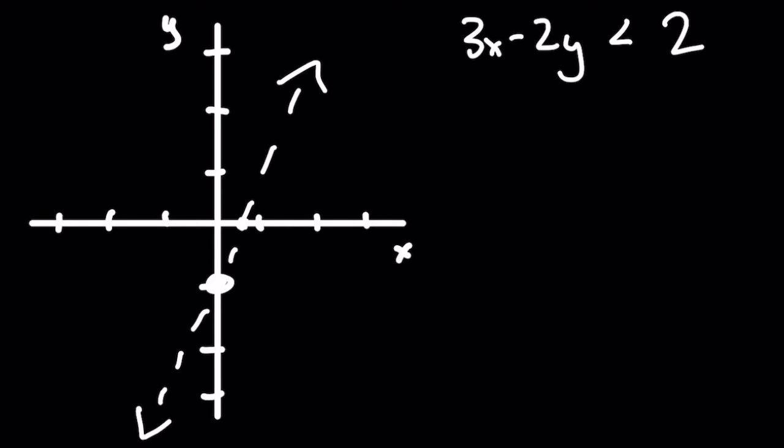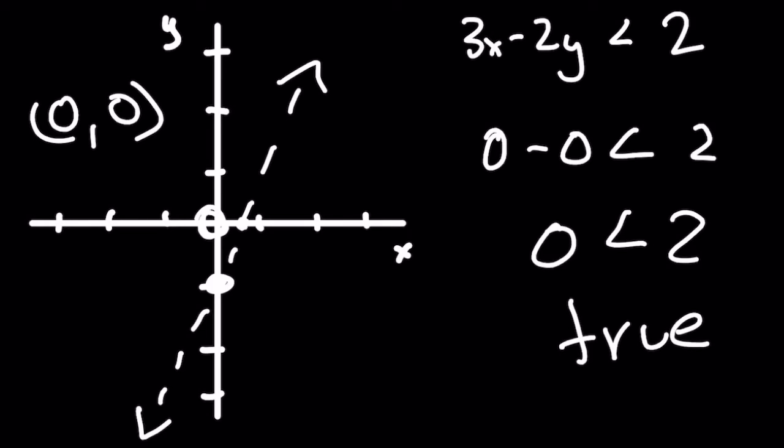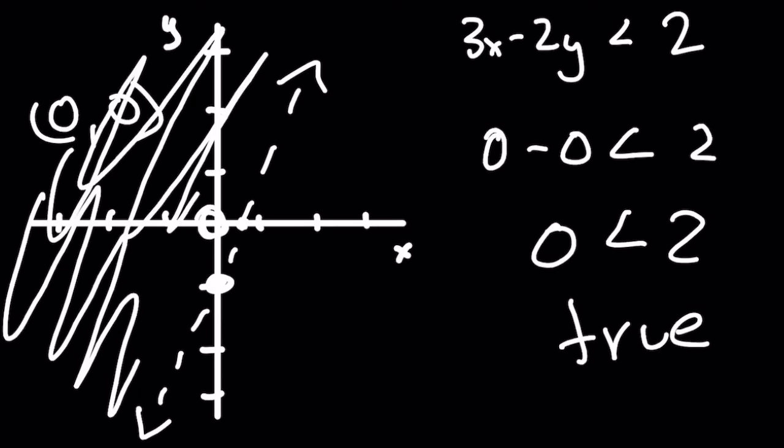So what we do is we're gonna grab a point, always look for the 0, 0. So this point right here is 0, 0. That's the coordinate. So we're gonna plug this in here, 0, 0. So 0 minus 0 is less than 2. So that means 0 is less than 2. That is true. And since that is true, that means this entire side above the graph, this whole part, fulfills the requirements of this inequality. So that is how you correctly graph this inequality.